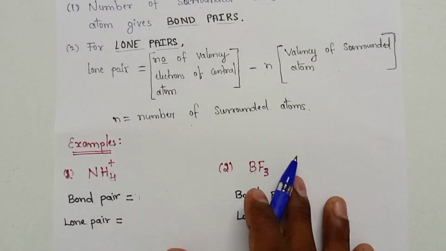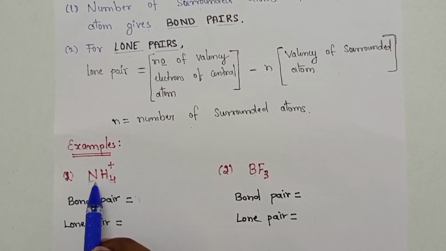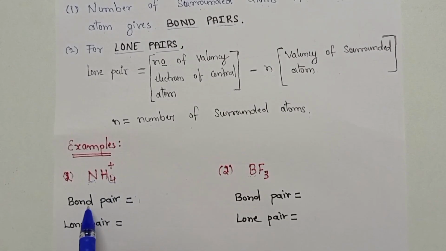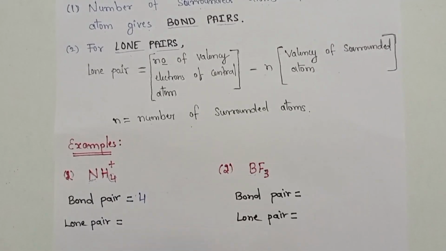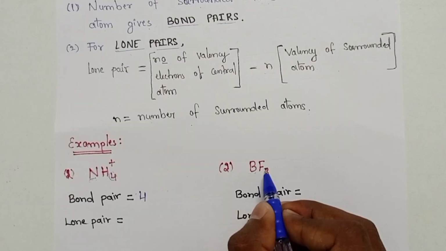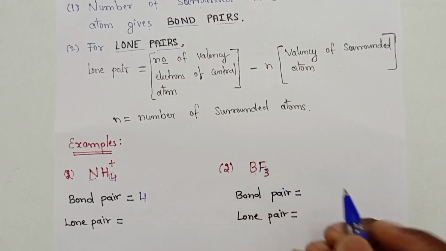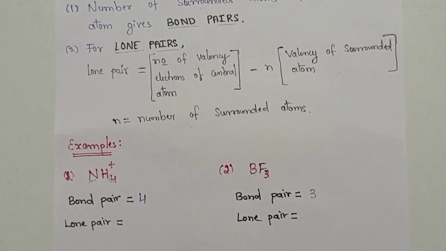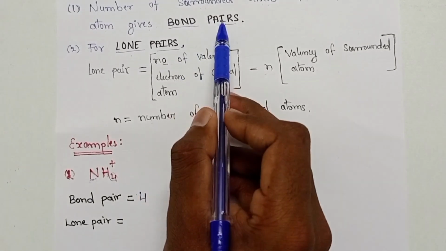Take for example, the ammonium molecule, NH4+. Here nitrogen is the central atom. Nitrogen is surrounded by how many hydrogen atoms? 4. Therefore the number of bond pairs is equal to 4. Next comes BF3. Boron is the central atom. How many surrounded fluorine atoms? 3. Therefore the number of bond pairs is equal to 3. This is how we can find out the number of bond pairs.